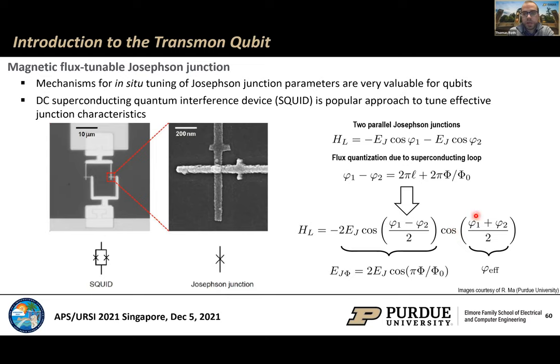And then this additional cosine factor, we can just redefine this summation of the two phase differences as being some effective new phase variable. So the end effect is that this Hamiltonian looks exactly identical to what we had before. So all the physics of the squid, whenever it's placed into a qubit, is going to be the same as just a single Josephson junction. But we have this extra added control mechanism where we can change dynamically the junction characteristic in situ, essentially. This is a very useful and practical degree of freedom to leverage.